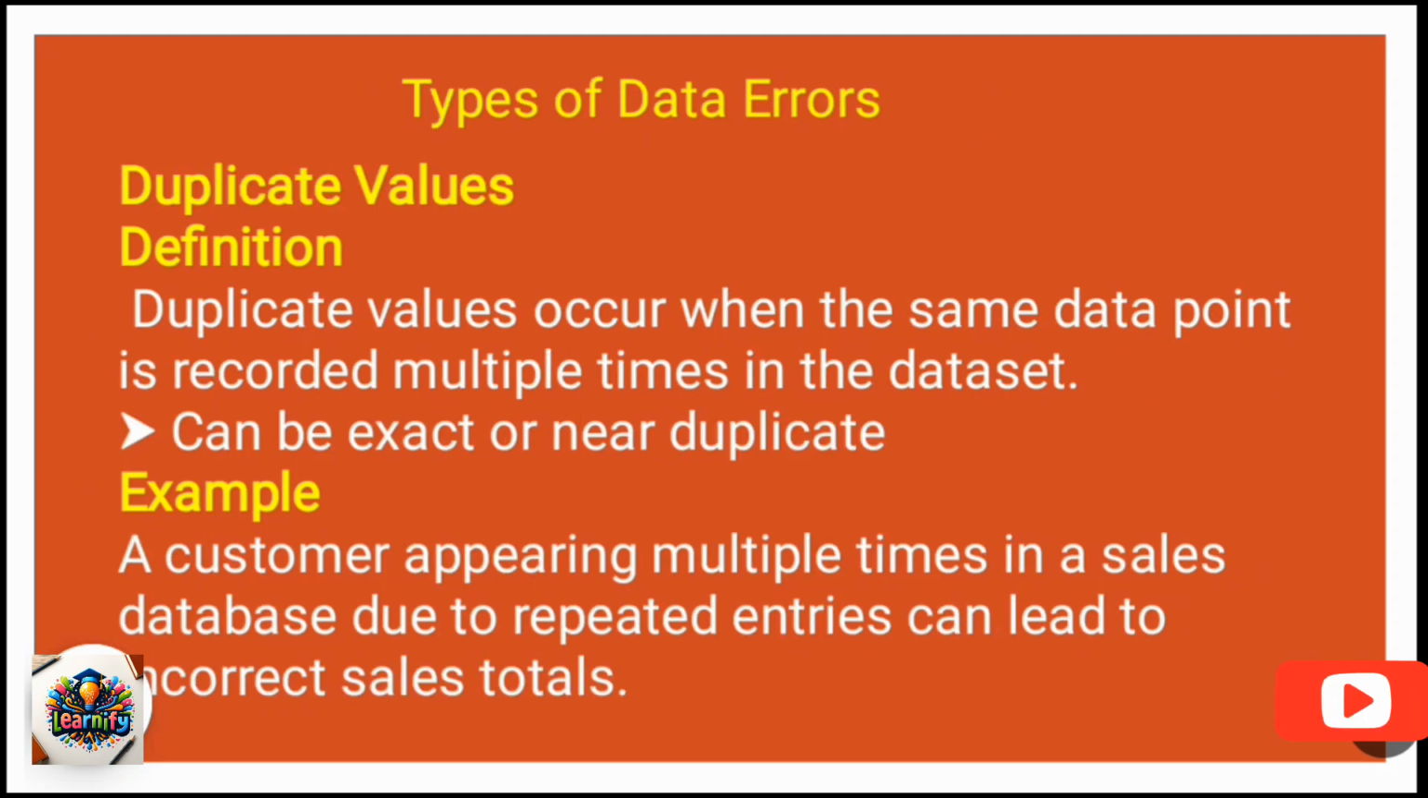Types of data errors. Duplicate values. Duplicate values occur when the same data point is recorded multiple times in the dataset. Can be exact or near duplicate. Example: a customer appearing multiple times in a sales database due to repeated entries can lead to incorrect sales totals.